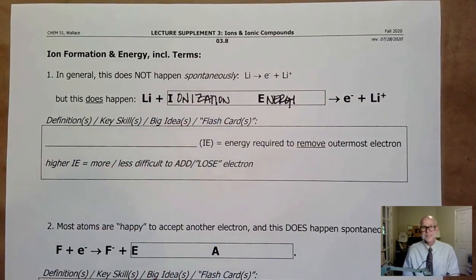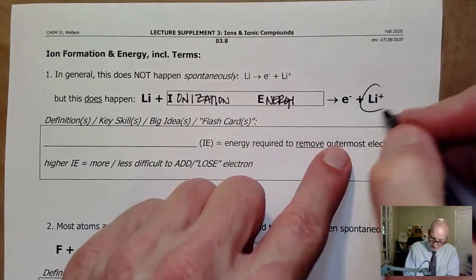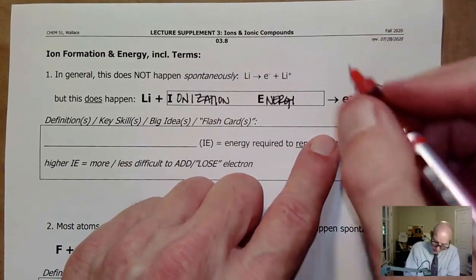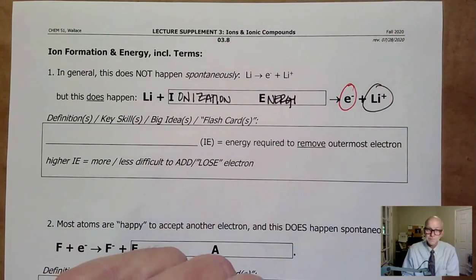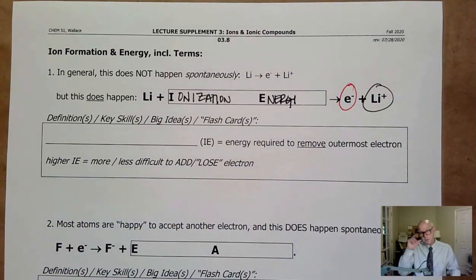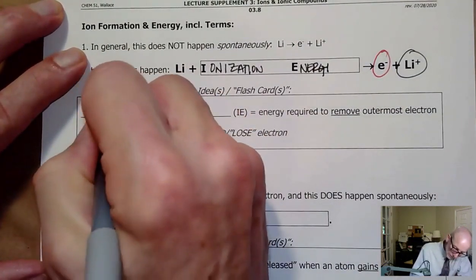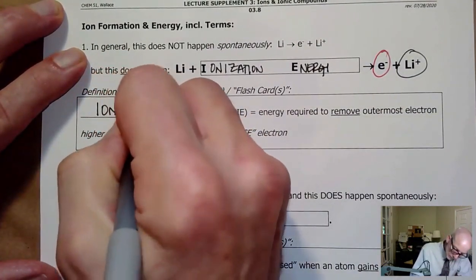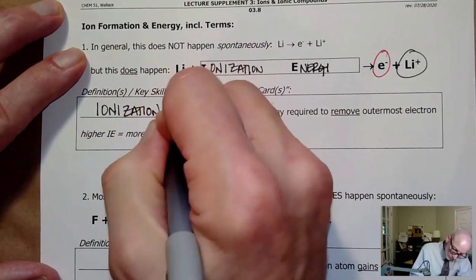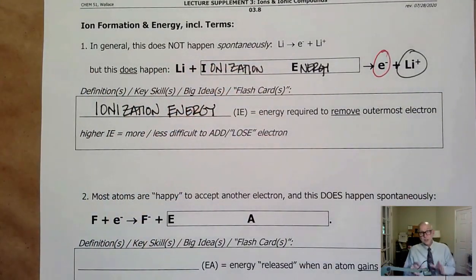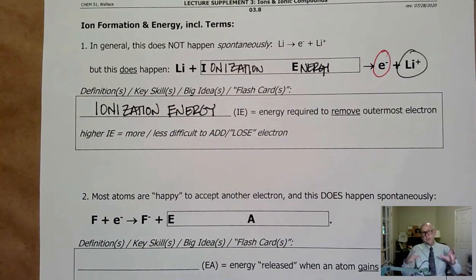Lithium plus ionization energy gives me the lithium ion, and there's that electron that's been bumped off. So more precisely, we'll say ionization energy is the energy required to remove the outermost electron. It takes some energy to remove an electron.